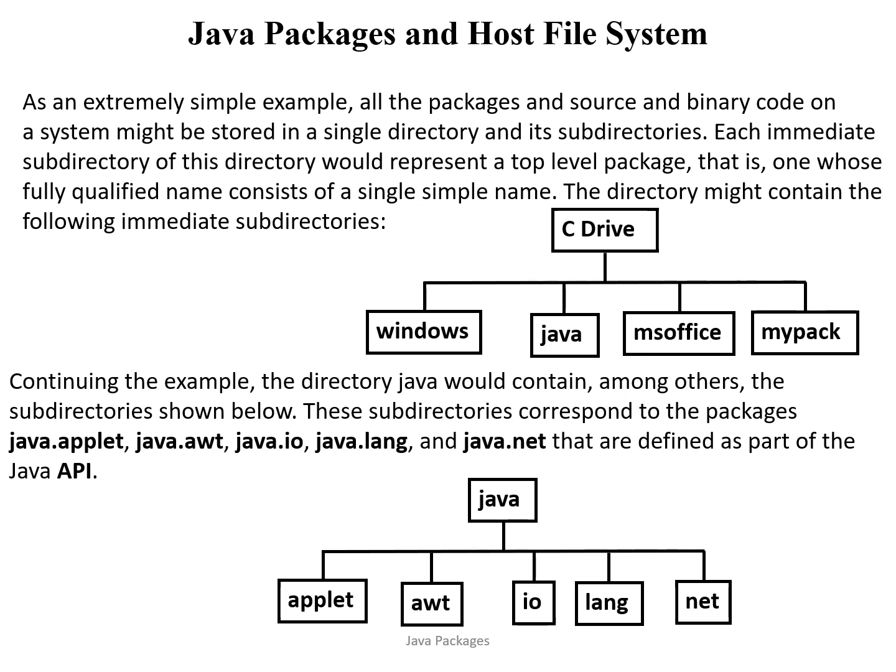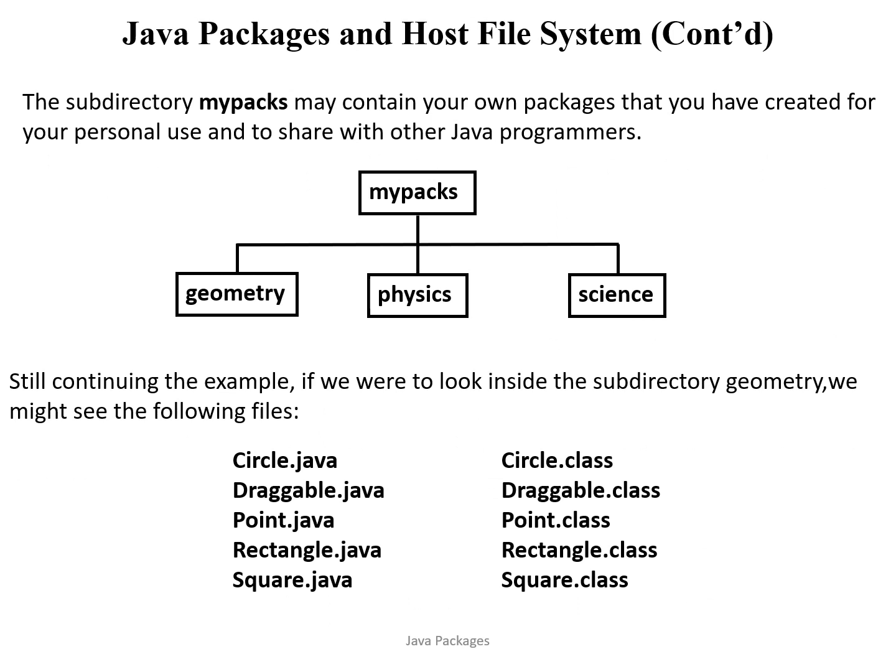Continuing the example, the directory Java would contain, among other subdirectories, those shown below. The subdirectories correspond to the packages java.applet, java.awt, java.io, java.lang, and java.net that are defined as a part of the Java API. The subdirectory mypack may contain your own packages that you have created for your personal use and to share with other Java programmers. In MyPack, we have geometry, physics, science.